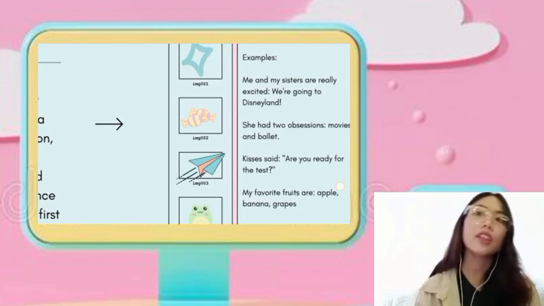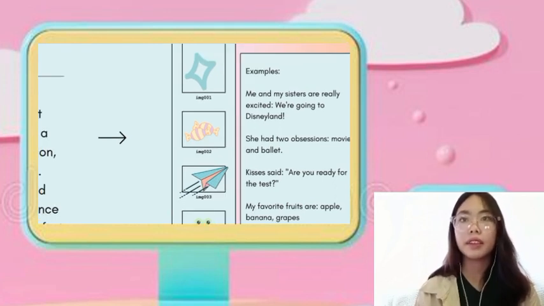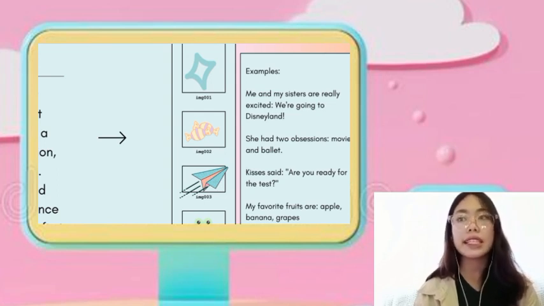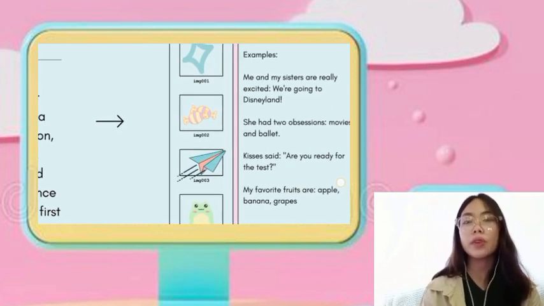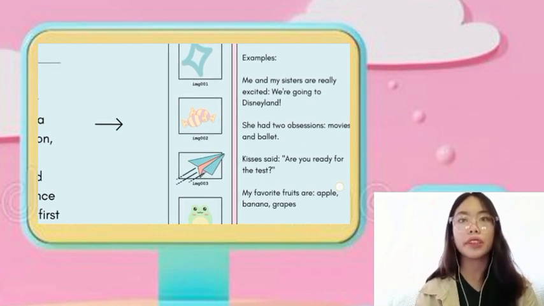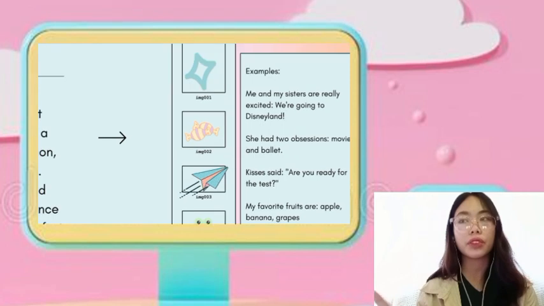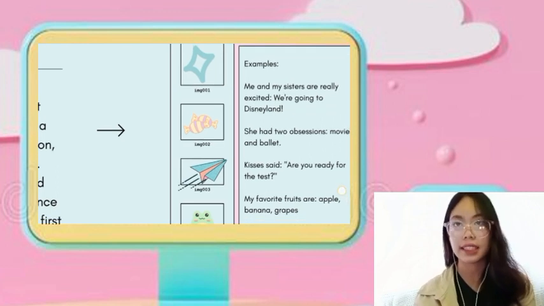Second example: she had two obsessions, movies and ballet. Third example: Kisses said, are you ready for the test? In this example, the colon is used to show a quotation. So it is to show that the quotation, are you ready for the test, is from Kisses. The third example is a speech from the subject, Kisses.